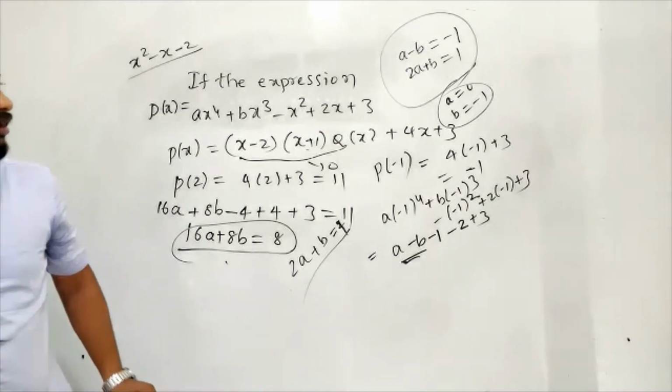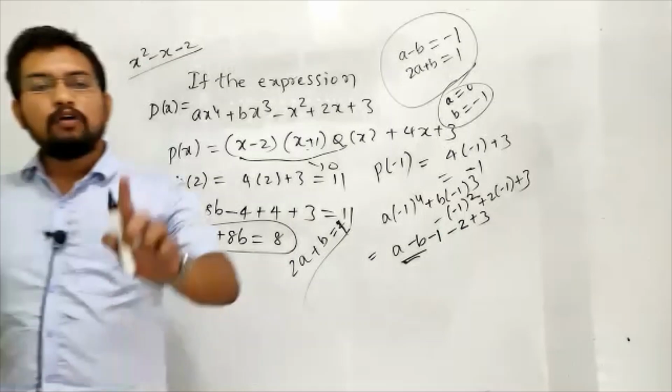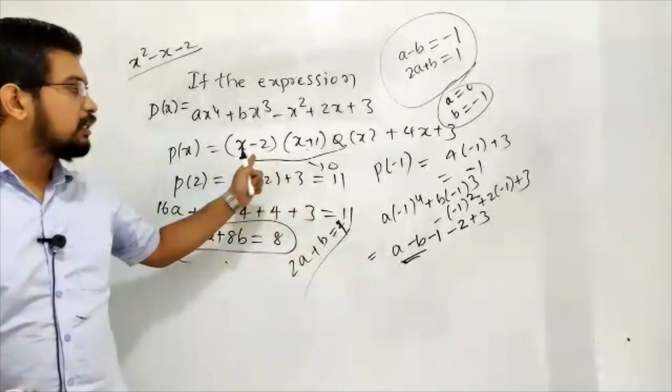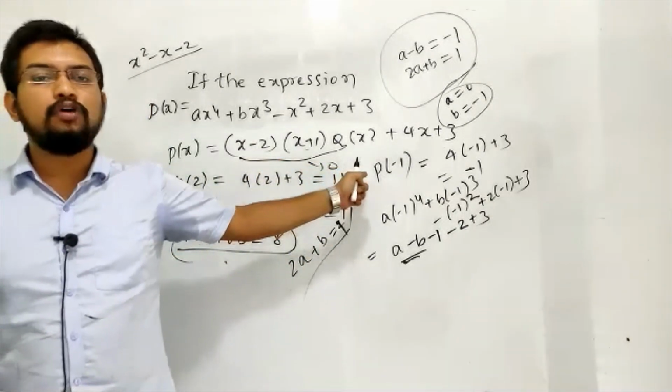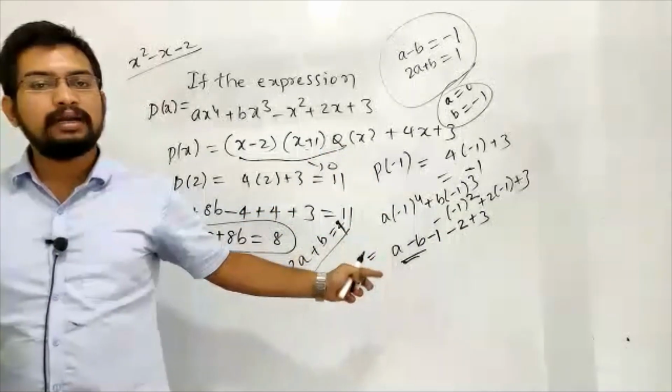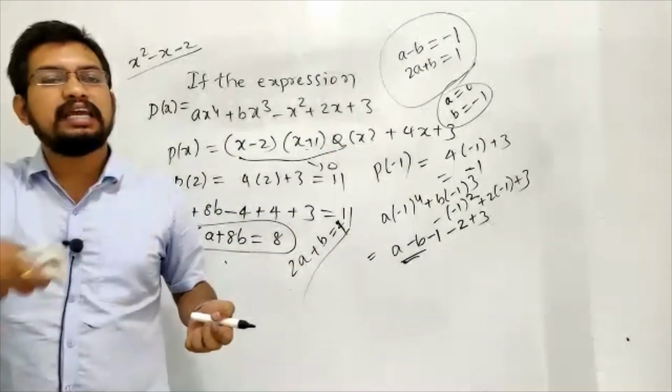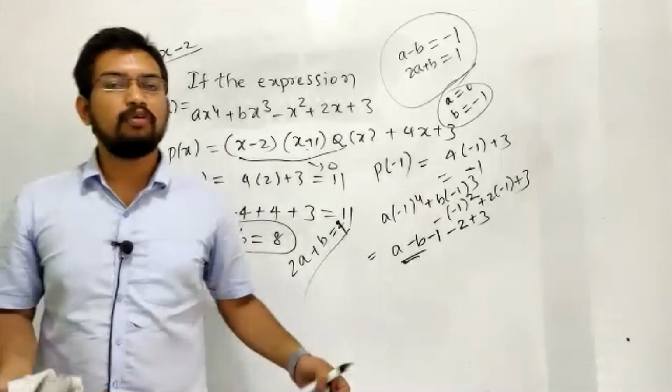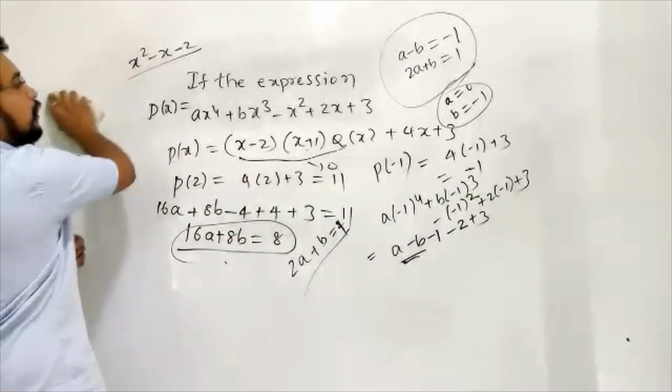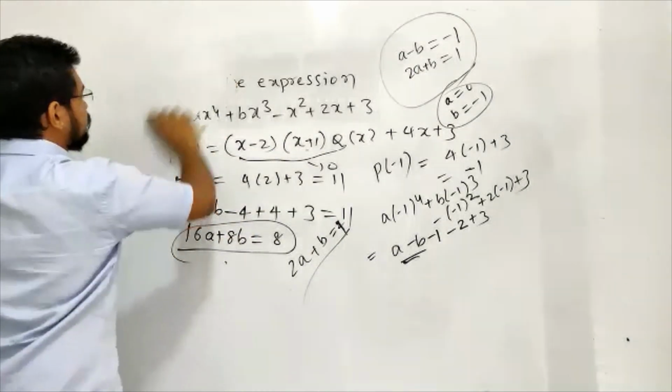Hope this is clear. Whenever such a thing is given, only one point I am following here. The quotient is unknown, and because the quotient is unknown, I try to make that quantity equal to 0. Nothing more than that. Okay? Hope this is clear.